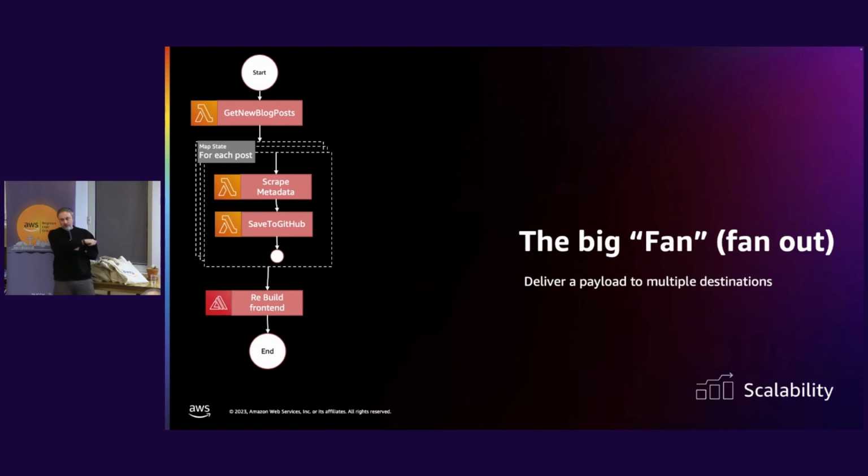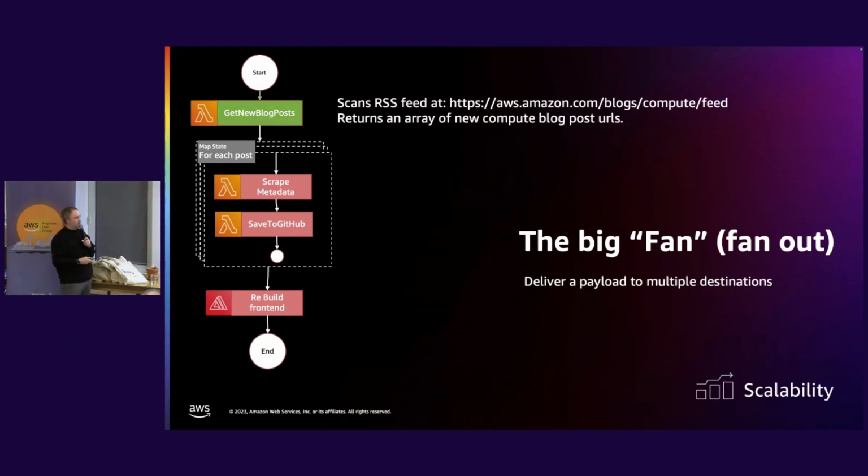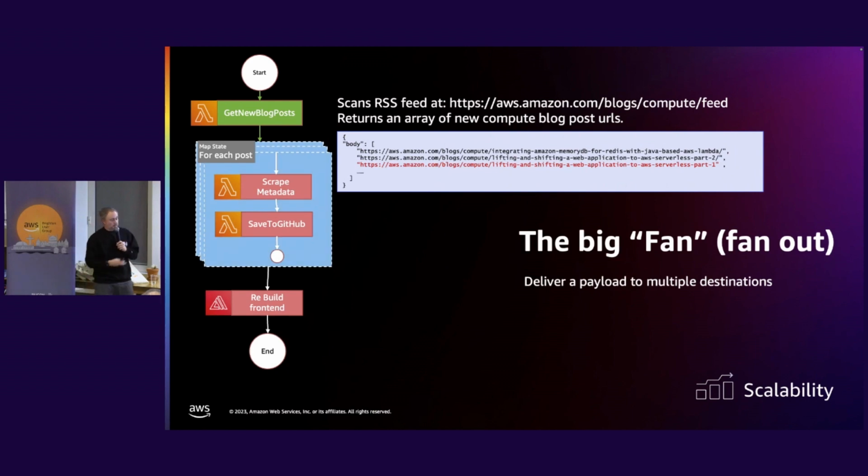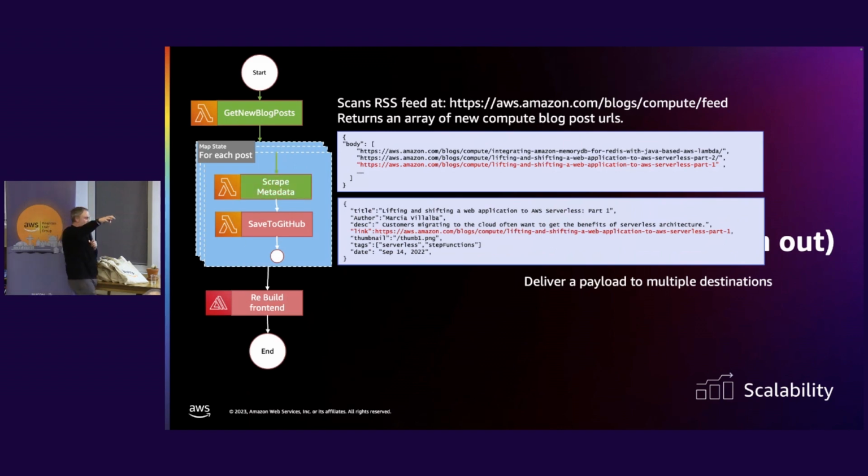The first Lambda function uses an RSS feed to get a list of all the new blog posts that were published that day, an array. It sends that array to our map state, and then our map state will call out to another Lambda function to scrape some data, to get some metadata about each one of those blog posts. And then it will save each one of those metadata objects to GitHub. And when that's done, it will trigger a new build of our website. And this is what's running in production. It's been like that for the last 3 years or so.